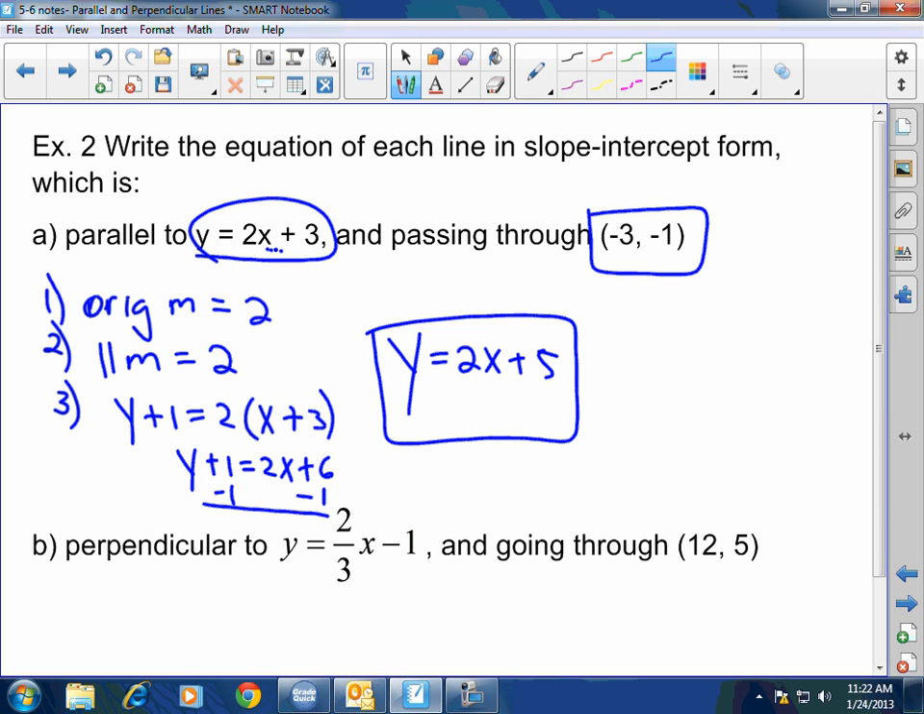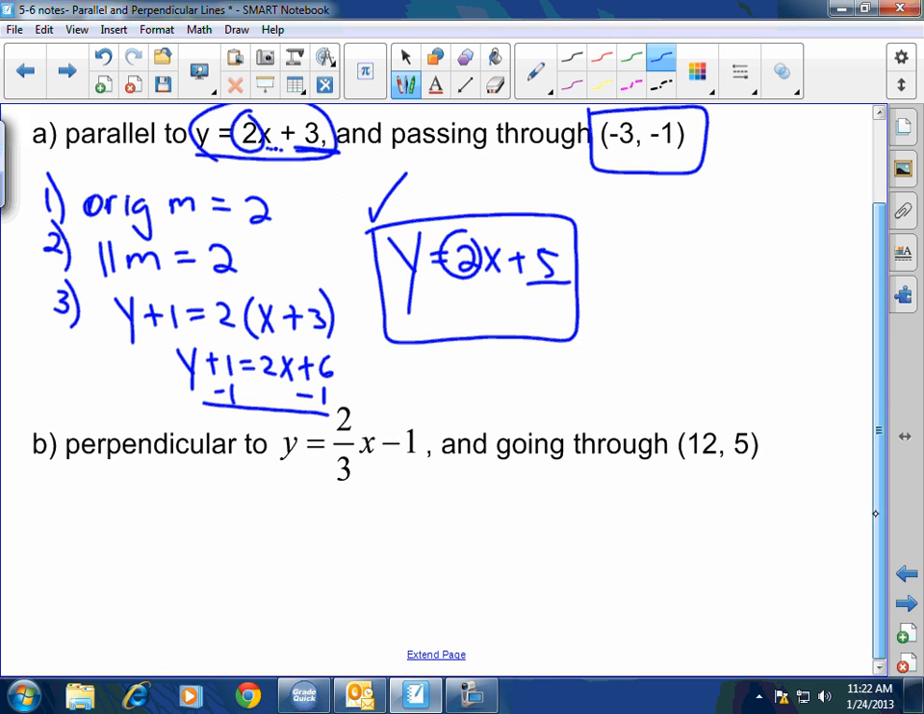You can check to make sure you did it correctly. Slopes are equal, and the y-intercepts are different. You're done. Does that make sense, guys? Let's check out the bottom one with perpendicular.